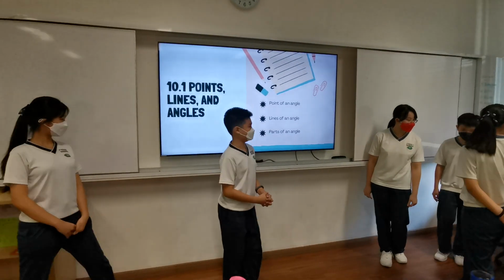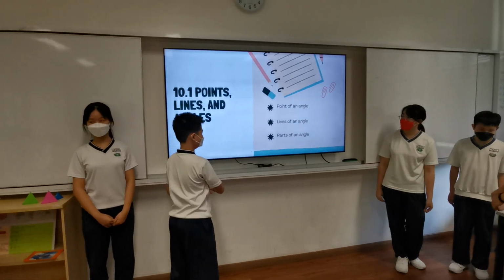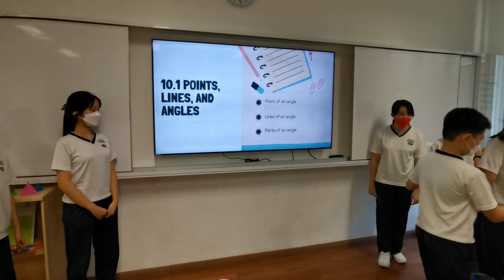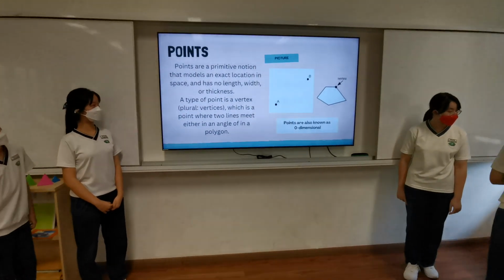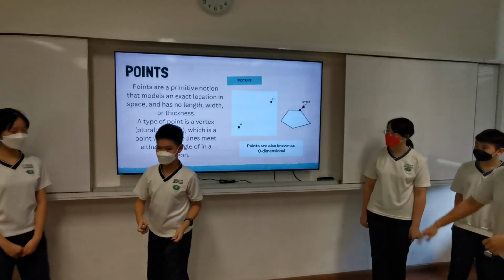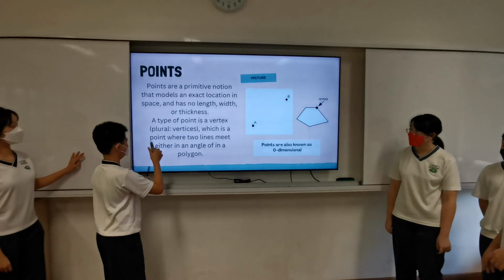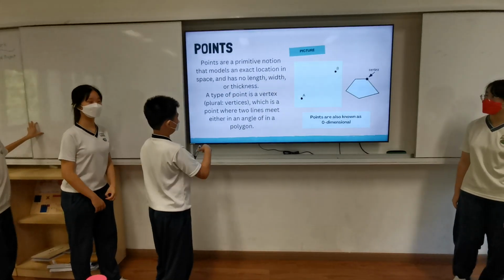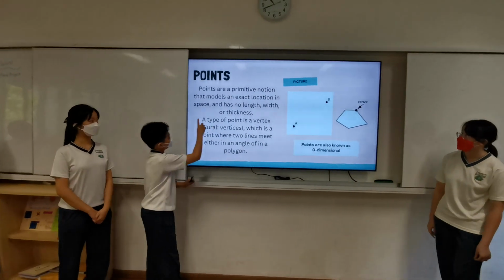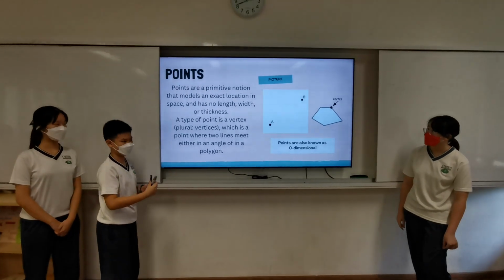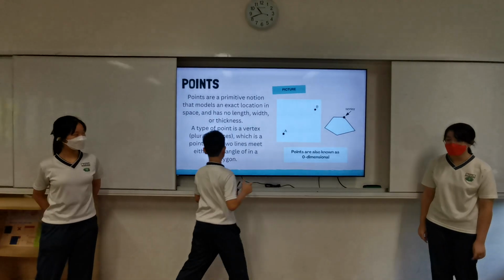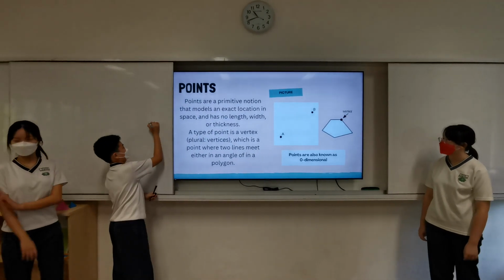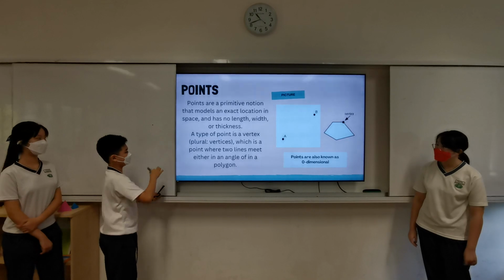So the first topic of today is points, lines, and angles. Okay, so the first subtopic we're talking about is points. Points are a primitive notion that models the idea of position in space and has no length and width. So in the picture here, we can see this is point A and this is point B. If you see a dot on that, then this is called a point.